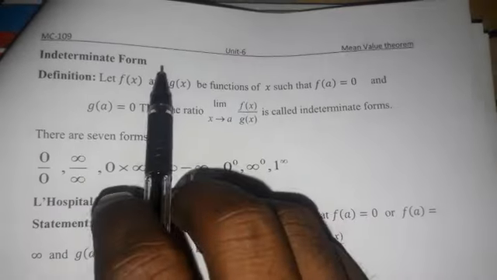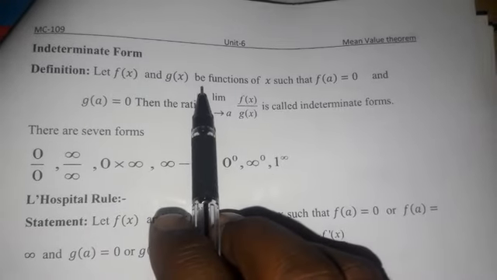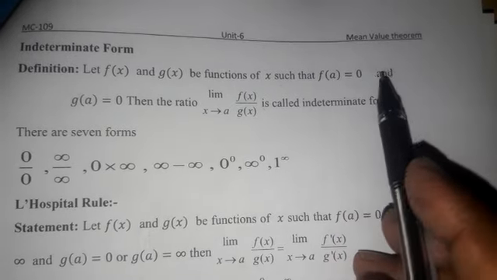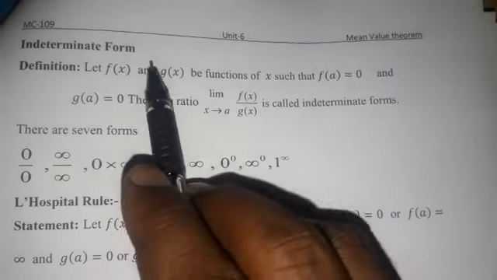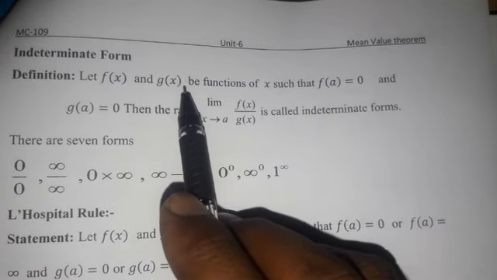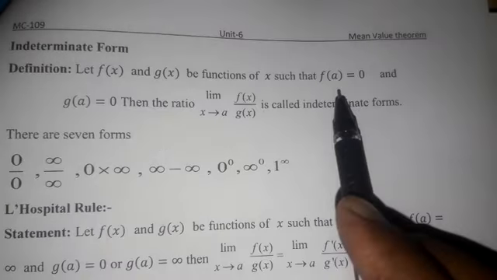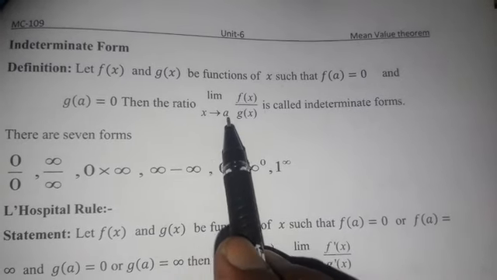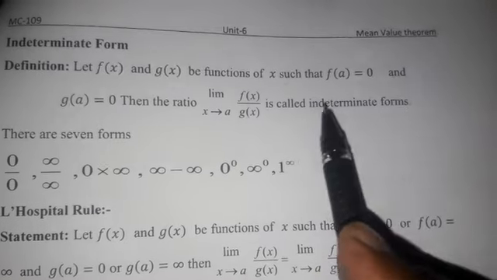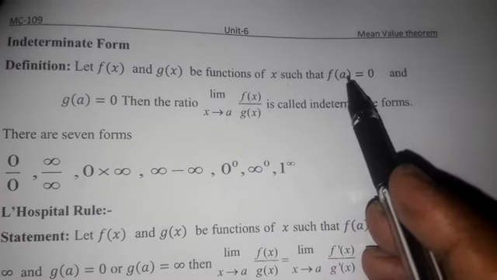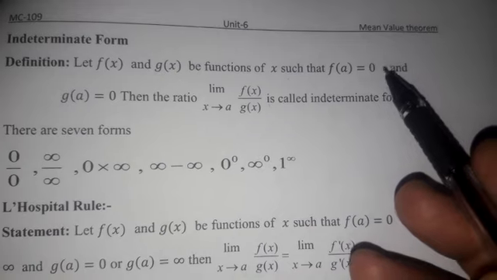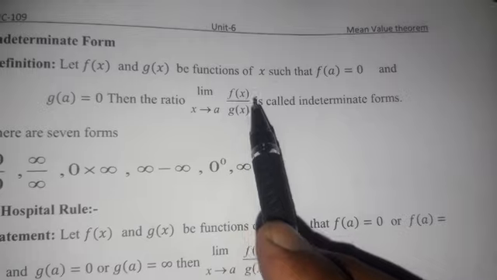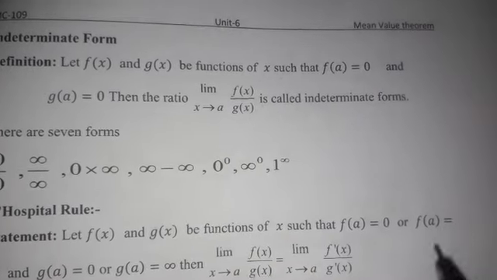Okay. So indeterminate form means: let f of x and g of x be functions of x such that f of a equals 0 and g of a equals 0, meaning f of x and g of x are functions which have value 0 at point a. Then the ratio, limit x tends to a, f of x upon g of x, or you may call it f of a upon g of a, that is 0 upon 0, is called indeterminate form.